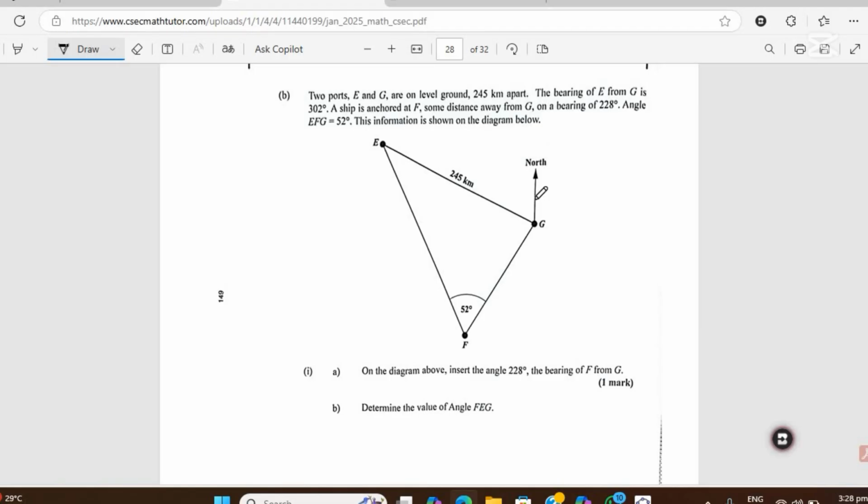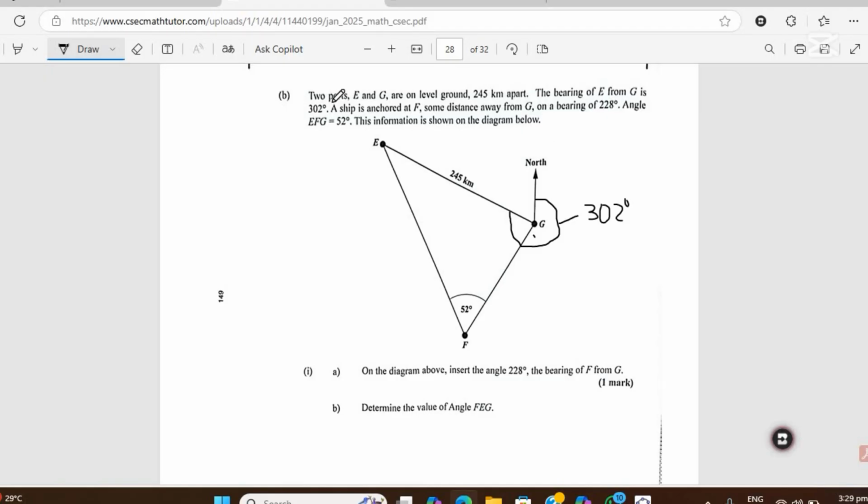Starting on the north line, going in a clockwise direction, turning my circle. Do I stop here? It says the bearing of E from G. If I stop there, that would represent the bearing of F. So I'm going to continue to turn until I get to the line that takes me to E. Now, this represents the bearing of E from G, and they have indicated that this angle is 302 degrees. Let me put it on the outside for emphasis. That's the entire bearing angle there, 302 degrees.